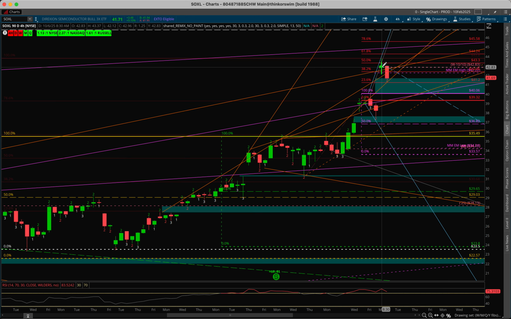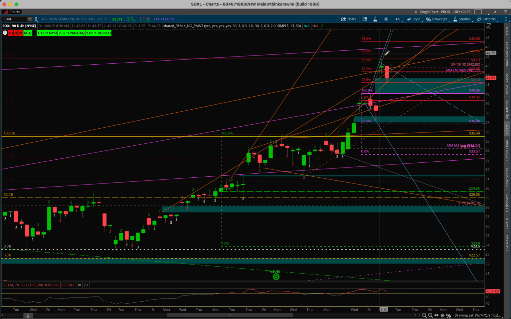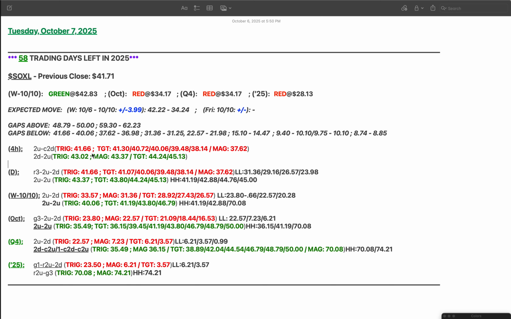To the upside, we would have a 2 down, 2 up. The magnitude would just be the high of this 2, but again, we want to continue with that bullish momentum. We've got these fib extensions at the 44.24 level, and then the weekly broadening formation, and then the 78.6 fib extension level as well. So this could be an area where we push up to and see either some sideways price action or just straight up rejection.